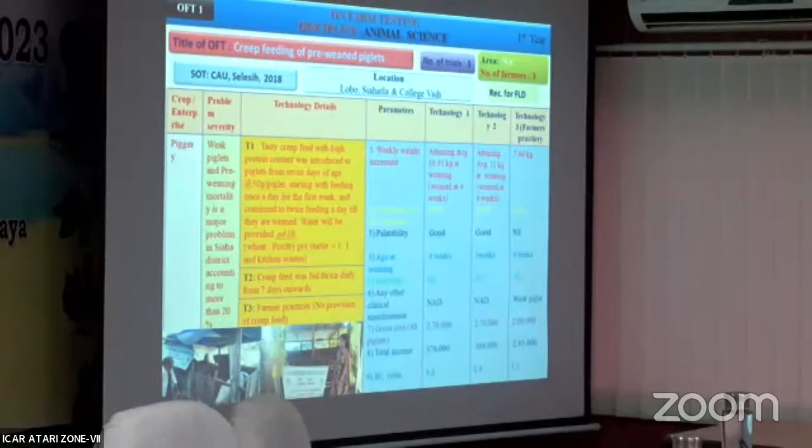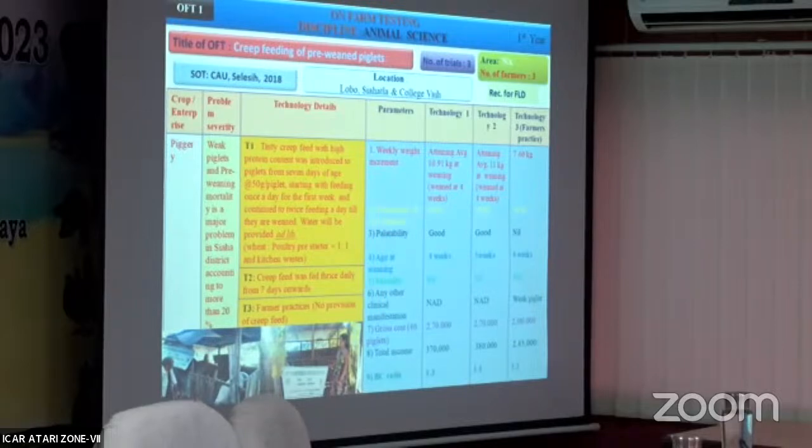So next one is under animal science, creep feeding of pre-weaned piglets. Here, the problem that we faced in our district was weak piglets and pre-weaning mortality, which is a major problem in our district, which accounts to more than 20%.